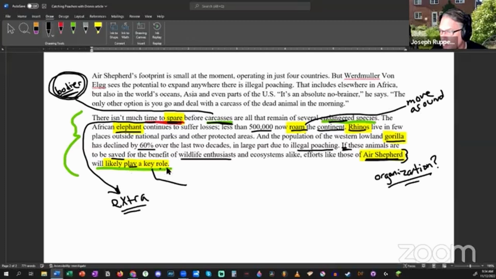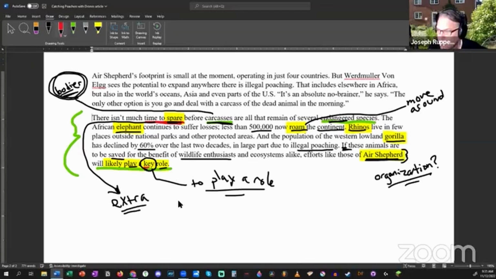So to play a role is like to participate, to do a job. To play a role is to have some kind of specific job or specific effect on something. And then key, what about key here? What does that mean? So key here would be important. So they will probably be important in this job, is what they're saying here.